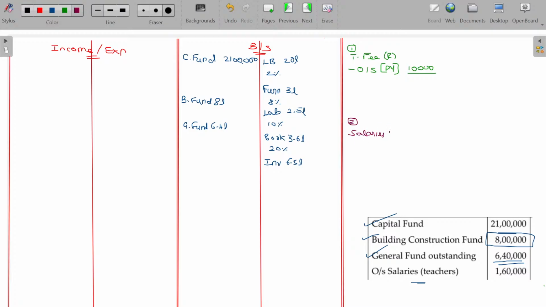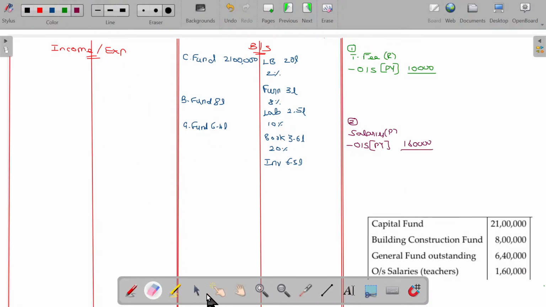Am I right? Payment. Outstanding of the current year should be added. Outstanding of the previous year should be subtracted. So minus outstanding of the previous year value. This previous year value in this case being 1 lakh 60. 1 lakh 60 is the subtracting value. Clear? So with that, I have posted all the items given in the opening balance sheet.